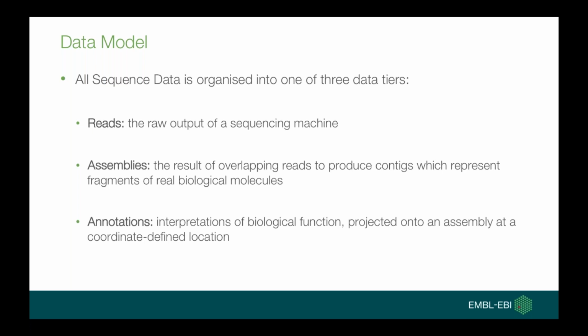There are a few different formats we accept, but it's the raw output of a sequencing machine with minimal processing done on it. The next tier up from that is assembly. So this is the result of taking those reads and finding regions of overlap using some kind of algorithm to produce contiguous sequences which represent fragments of real biological molecules like chromosomes or plasmids.